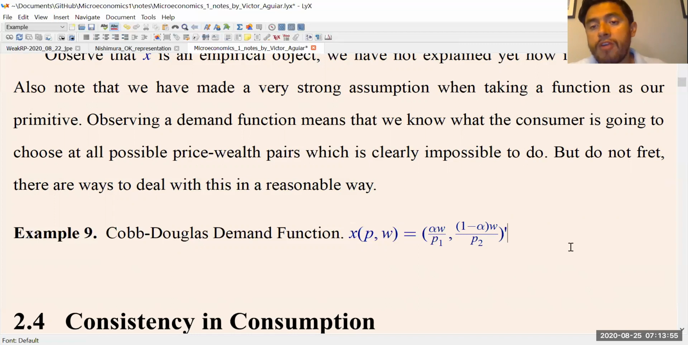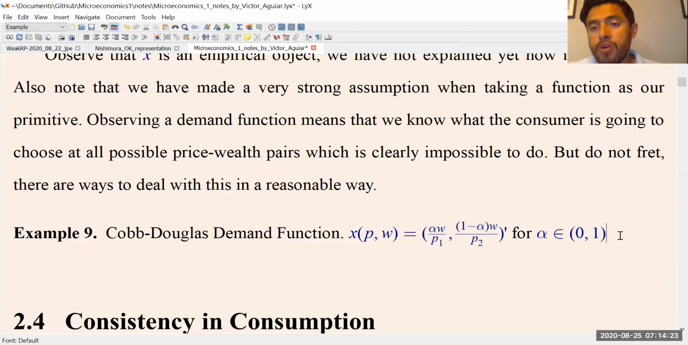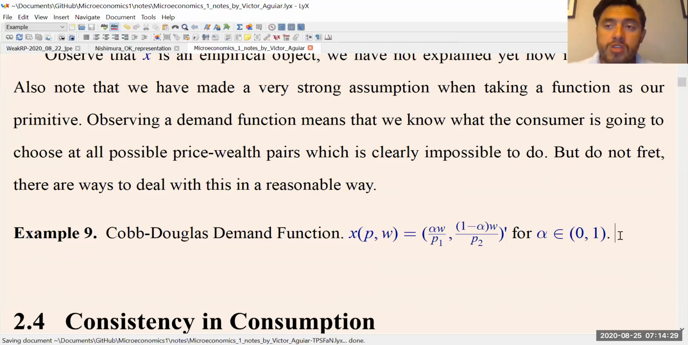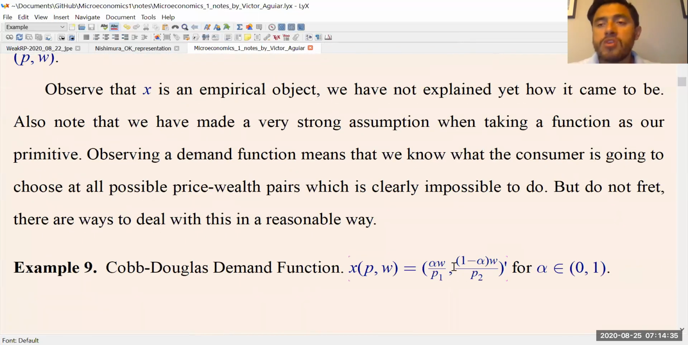This is alpha, for alpha between 0 and 1. This is a Cobb-Douglas share, the fraction of income this consumer is going to allocate to good 1. And then, of course, how much of that good can this consumer buy? The amount that the price P1 allows him: alpha W divided by P1. And for good 2, you have (1 minus alpha) W divided by P2. So this is an example of a demand function. Of course, you can have far more complex demand functions, and this is just one example, but this is what we're dealing with. And I know this description for all prices and income.